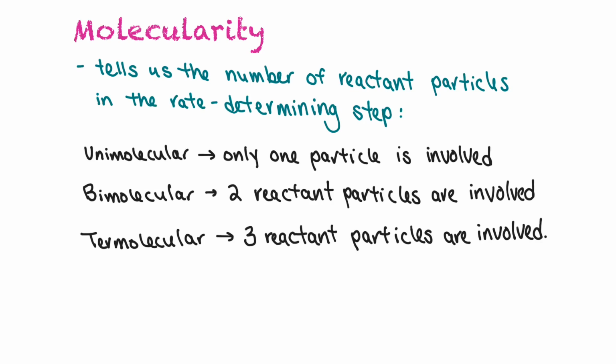So a unimolecular step would involve the decomposition or dissociation of a molecule into two or more smaller pieces. A bimolecular step would have two molecules colliding and reacting with each other. And a termolecular step would have the collision of three different reactant particles. But that would have a very low probability of occurring because it would take more effort to react three at a time.